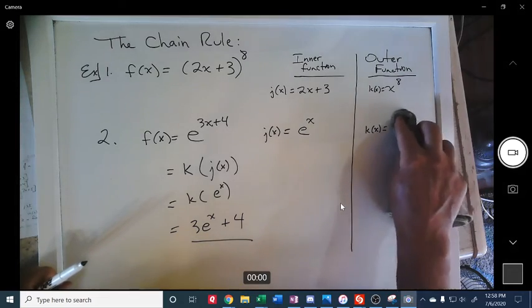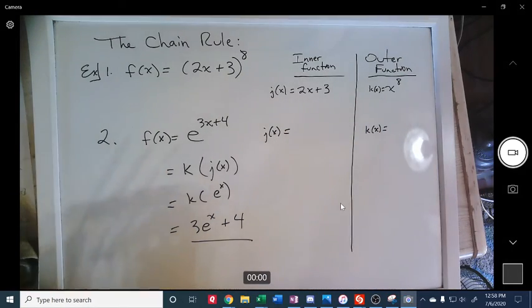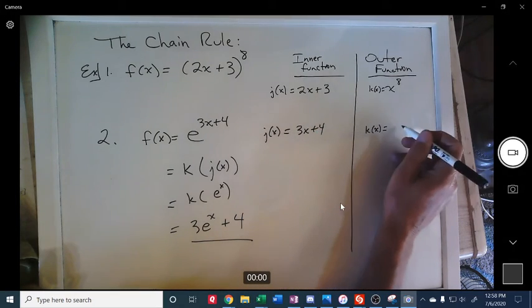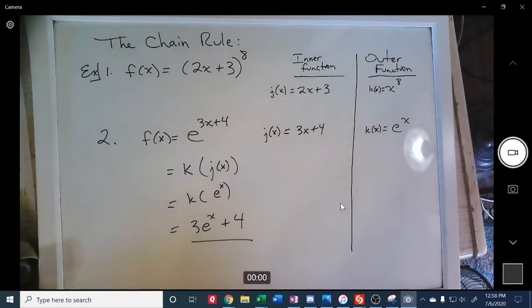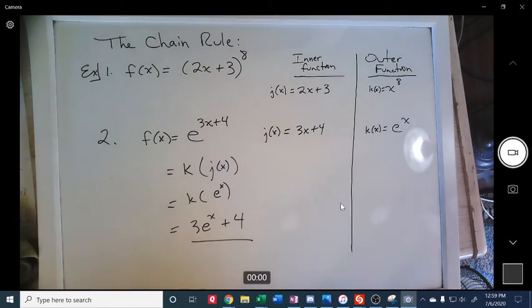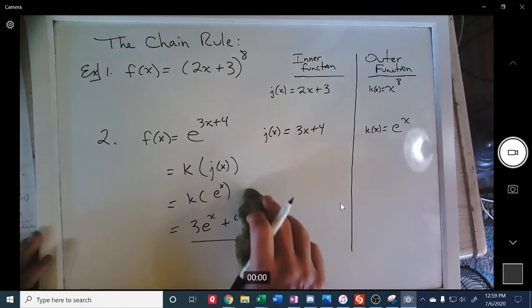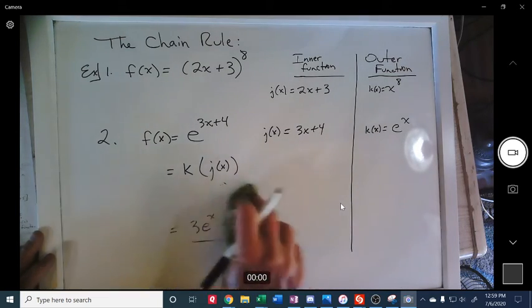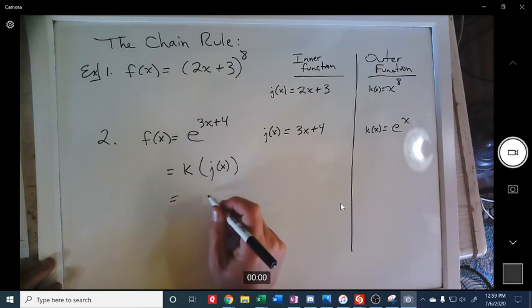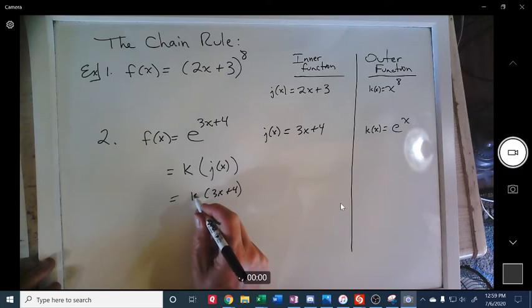So the 3x plus 4 is going to go over here, and the e to the x will go here. And notice the simplification that was made. It's not e to the 3x plus 4, it's just you make it e to the x. And then if we do this one, the inner function is 3x plus 4.